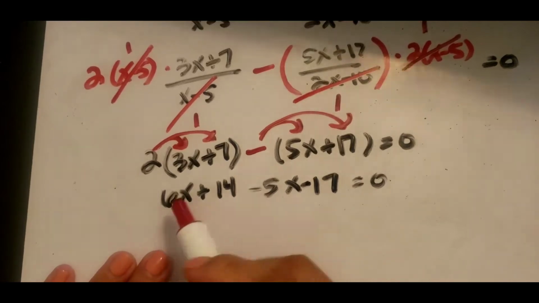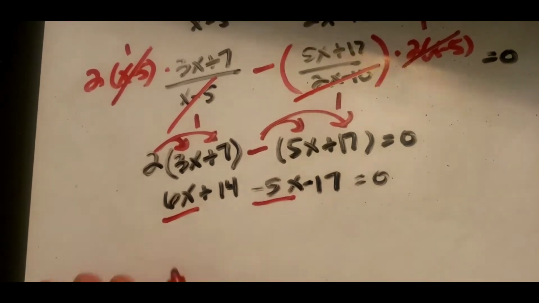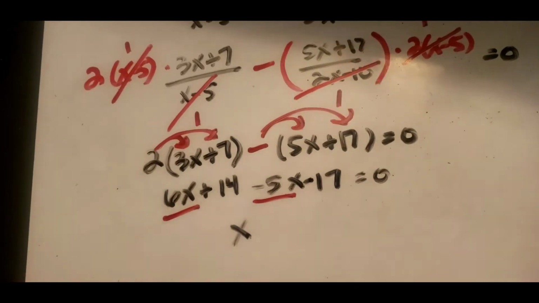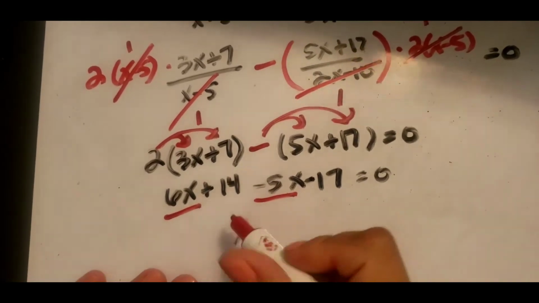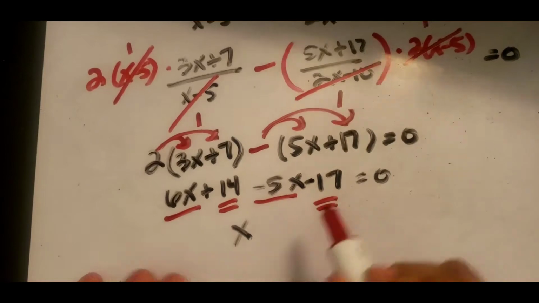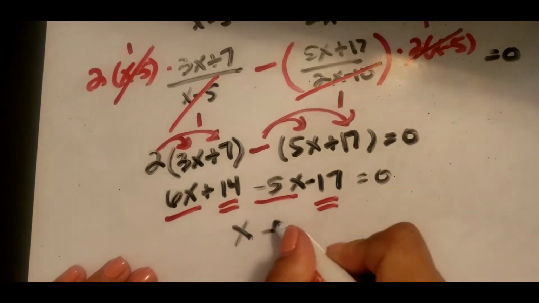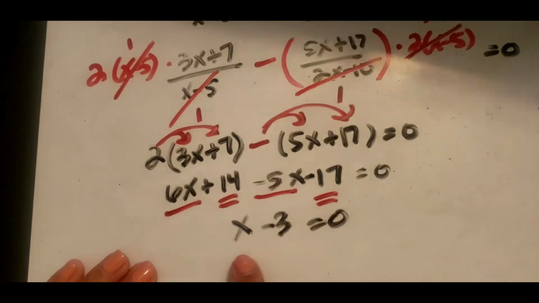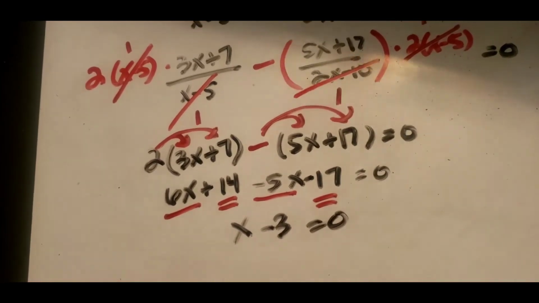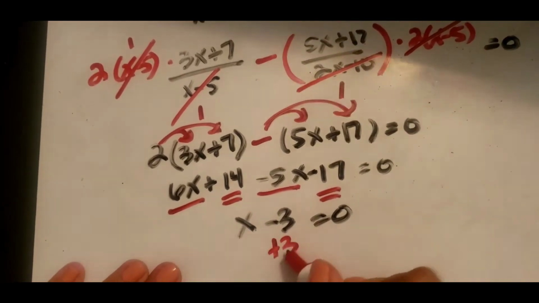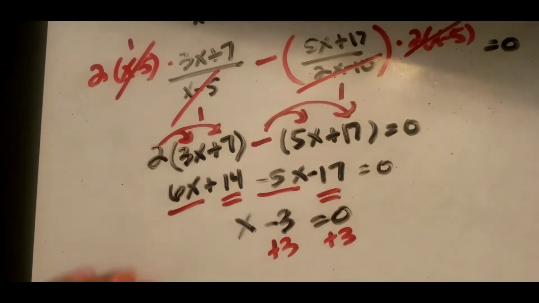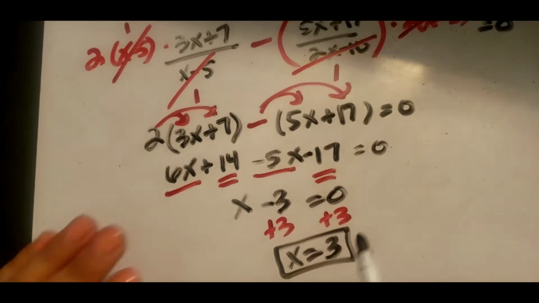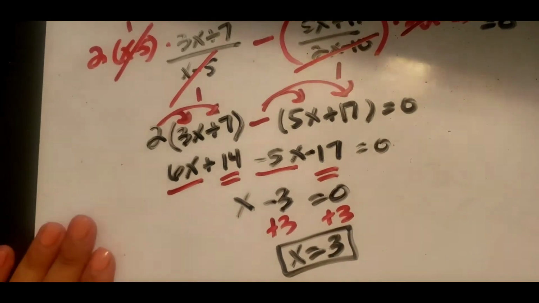So 6x minus 5x, those are like terms, so 6x minus 5x would just give me x. And then 14 minus 17 will give me negative 3 equals 0. So look at that. We simplified all this, and so now we have a linear equation. There's just one more step. Add 3. Okay, so our final answer should be x equals 3, which is really nice.